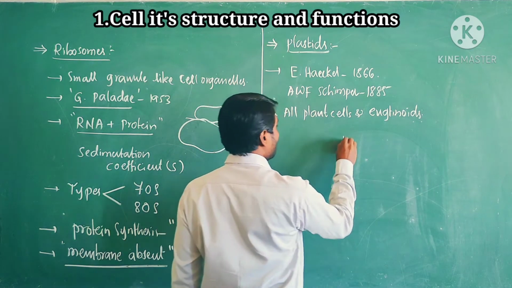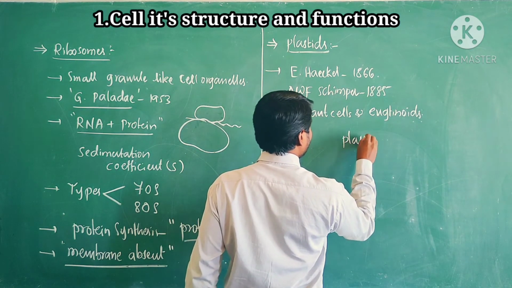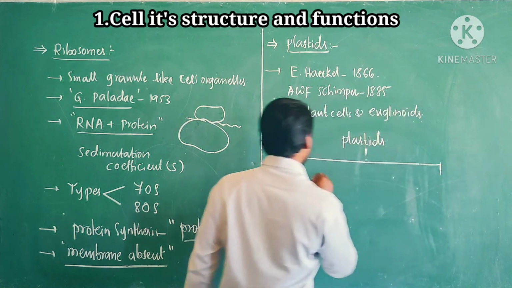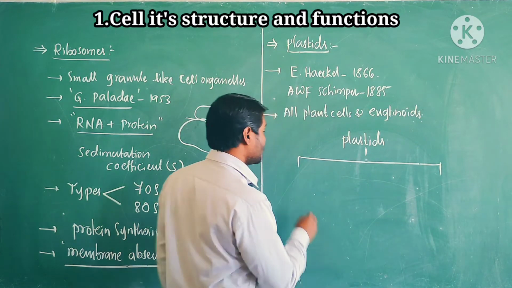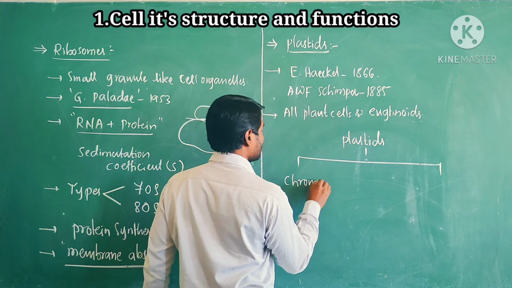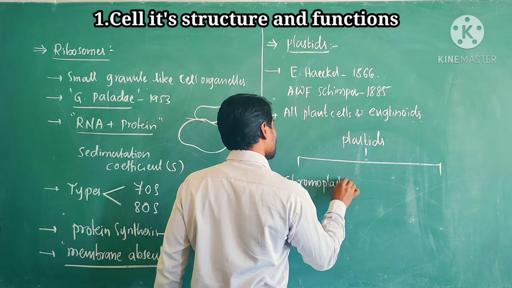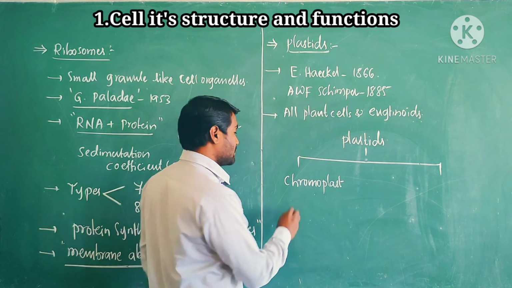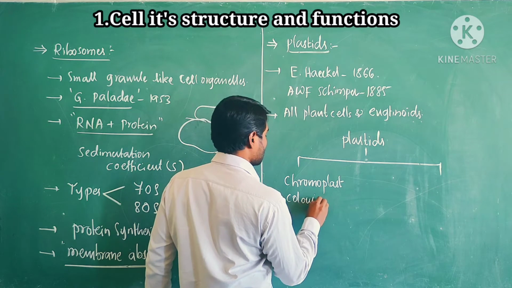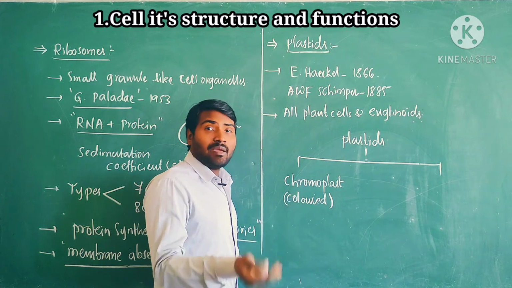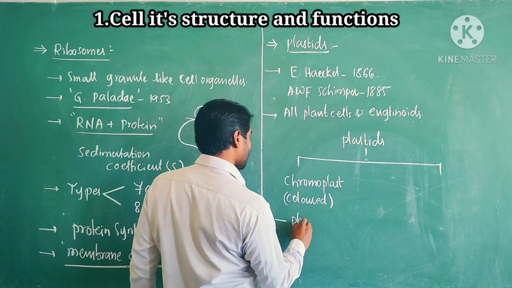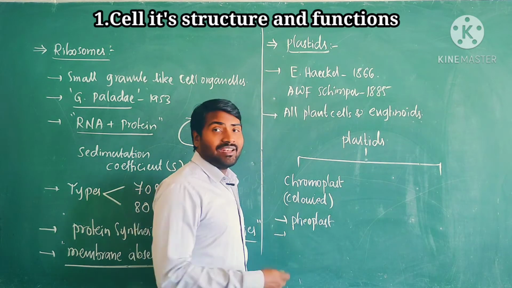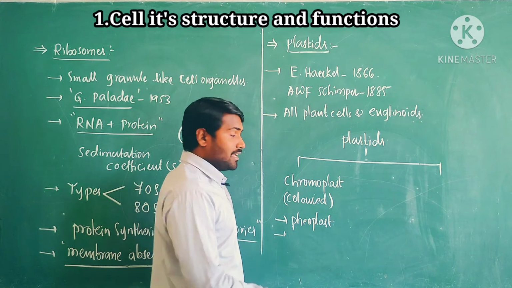Okay, as per our book, plastids are of three types. Okay, so one is chromoplast. Chroma means colored plastids. Okay, so they may be phaeoplast. Phaeoplast may be yellow in color. Okay, yellow to yellow-orange.